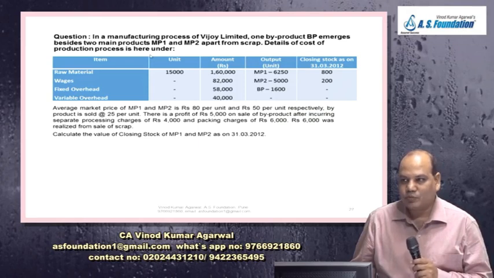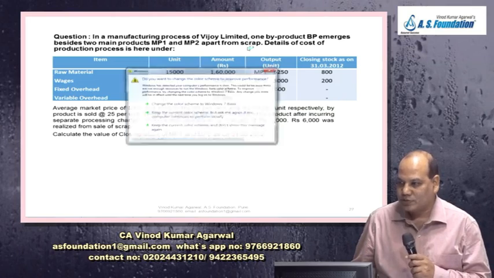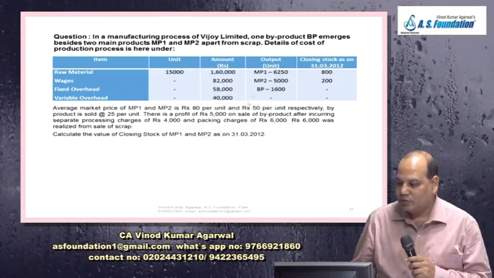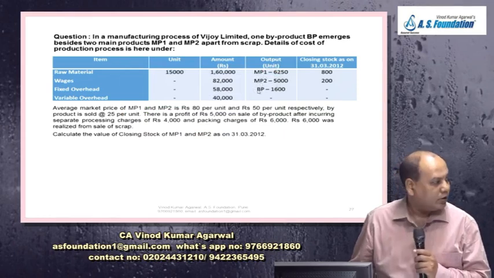Now this is a problem of joint product. Which are the two main products? MP1 and MP2, and there is a byproduct also, and there is some scrap also. So four items are emerging out of this process: main product 1, main product 2, byproduct, and some scrap.